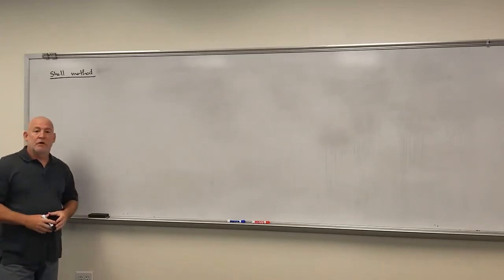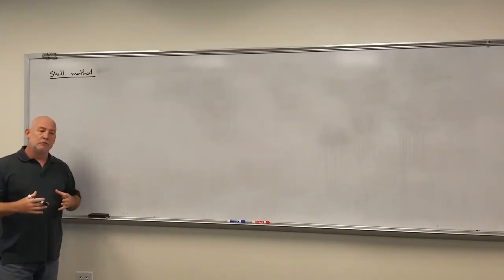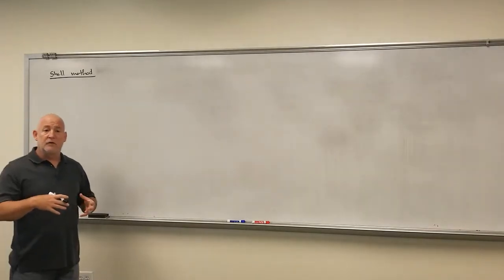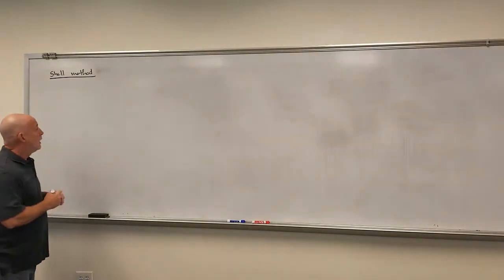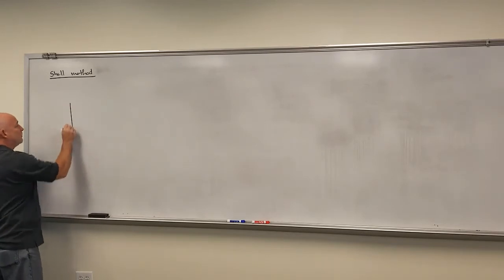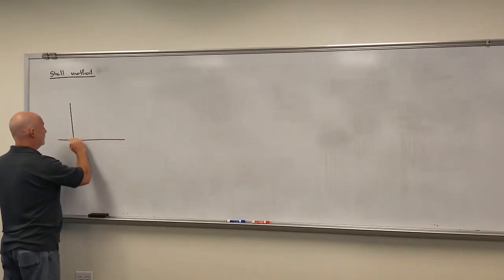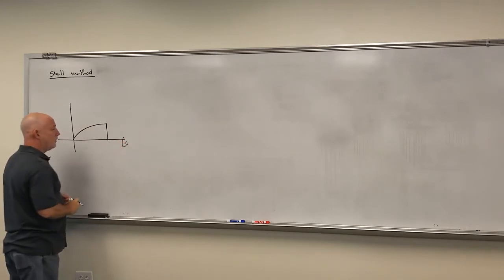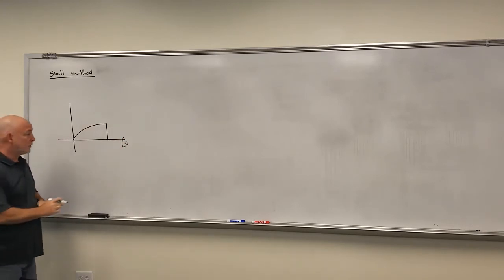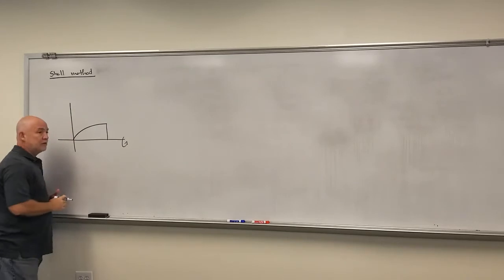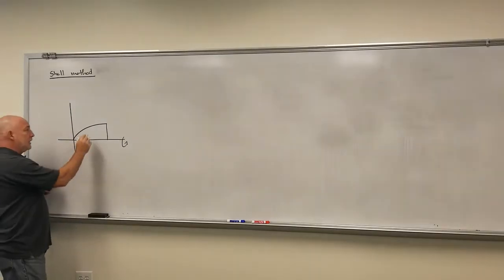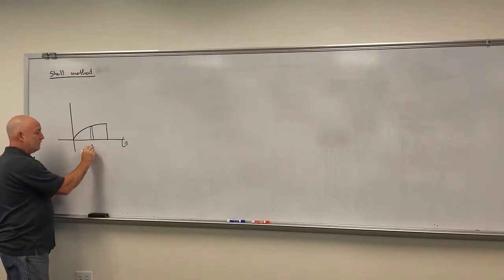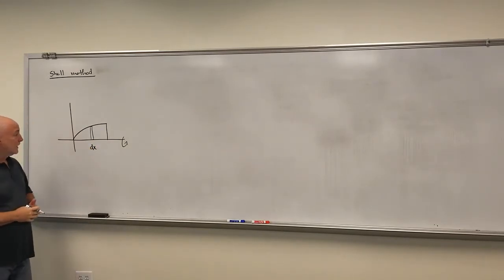When we first started talking about these volumes of revolution, we ran into the disk method, or more specifically, the washer method. The first picture that we drew was probably something like this. We had this region here, and we said that we were going to revolve this around the x-axis. Now, the first time we saw this, I talked about area, and that we would have a representative rectangle put in place like that, which gave us a little piece of dx.